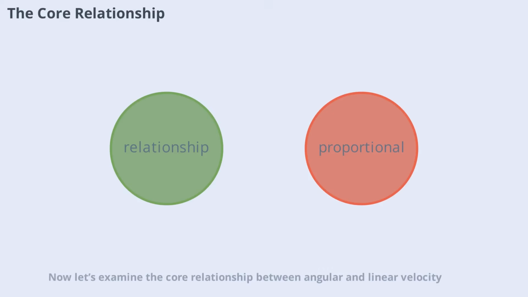Now let's examine the core relationship between angular and linear velocity. Essentially, the linear velocity of a point on a rotating body is directly proportional to both the angular velocity and the radius from the axis of rotation. This means that if you increase the angular velocity or the radius, the linear velocity increases as well. This relationship is fundamental in biomechanics and helps explain many movements in sports and daily life.